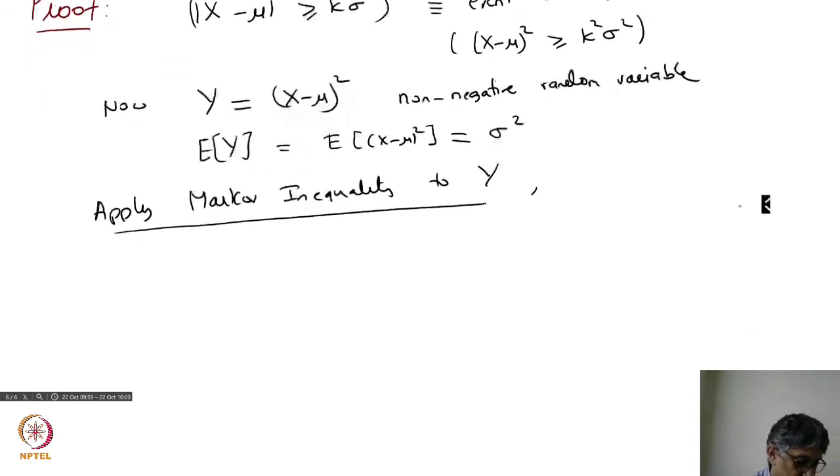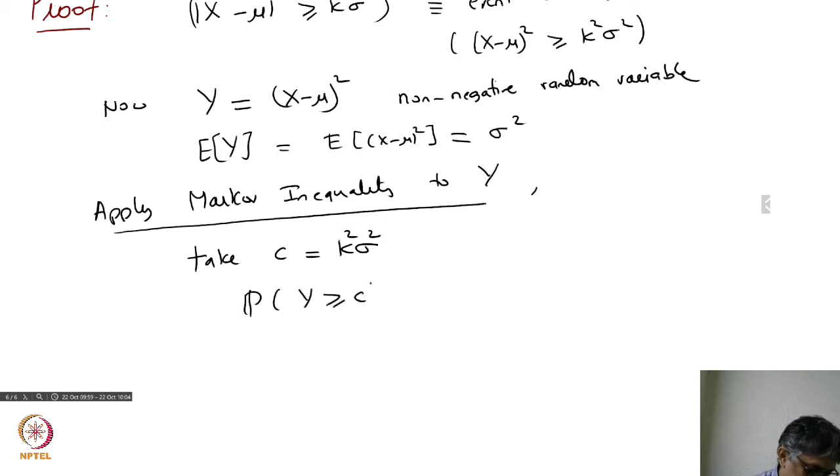So now I fix a c. In this case I take c to be equal to k squared sigma squared. Then I know that the probability of Y bigger than or equal to c is less than or equal to the mean of Y divided by c. That's what Markov inequality tells me.